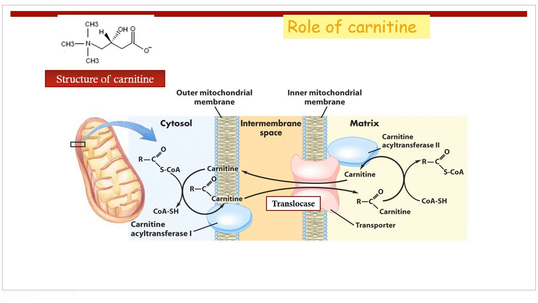Now the acyl carnitine is transported through the inner mitochondrial membrane with the help of carrier proteins like translocase. In the matrix, this acyl carnitine is converted into carnitine and acyl coenzyme A with the help of the enzyme carnitine acyl transferase 2.